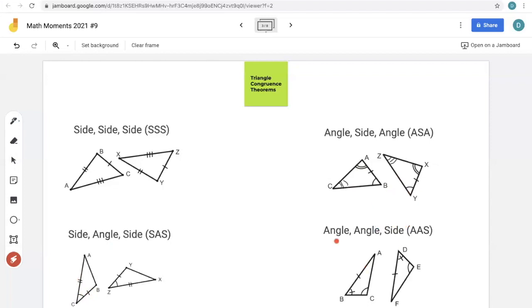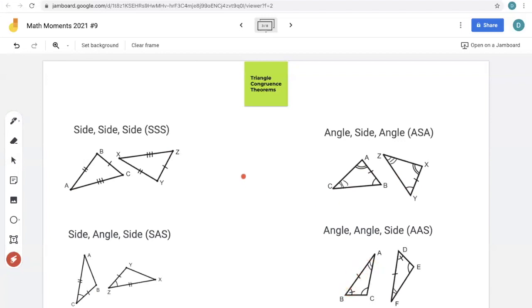Another theorem that we use is angle, angle, side. And this is going to be a similar idea to angle, side, angle. Because, like I was saying in angle, side, angle, we can guarantee that the third angle is going to be congruent. So you would apply a similar method of reasoning to these two triangles. We know that angle A and angle F are congruent. So after knowing that, that basically just gives us angle, side, angle again.